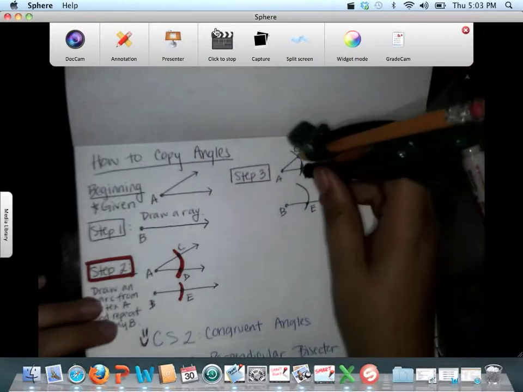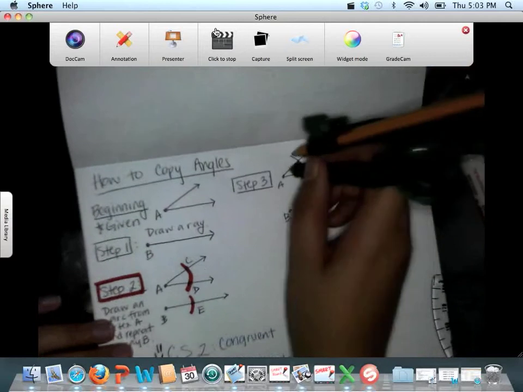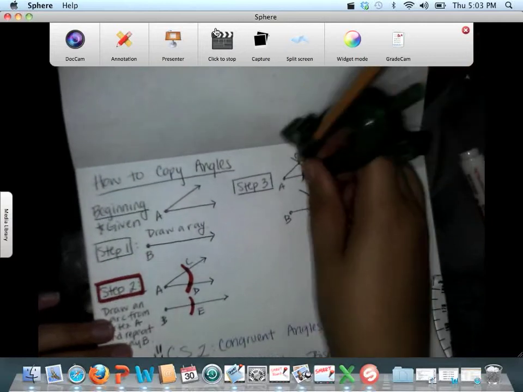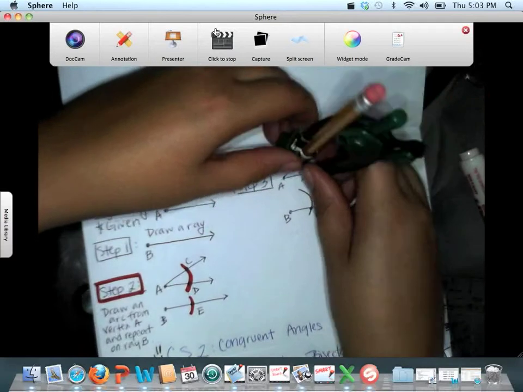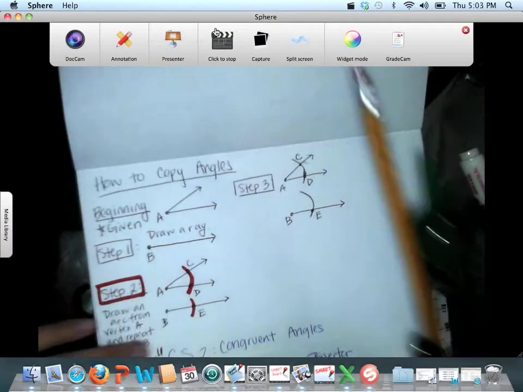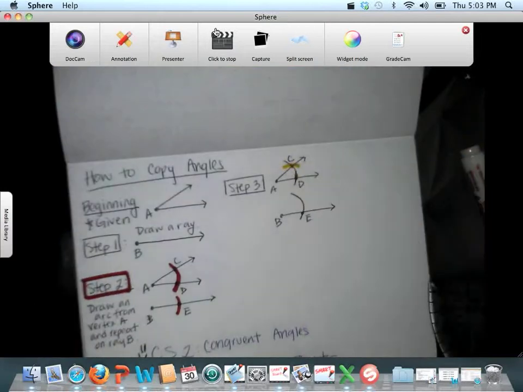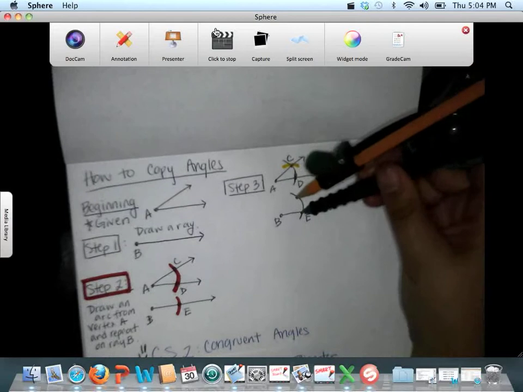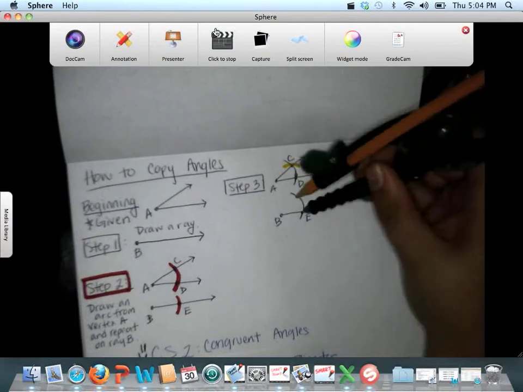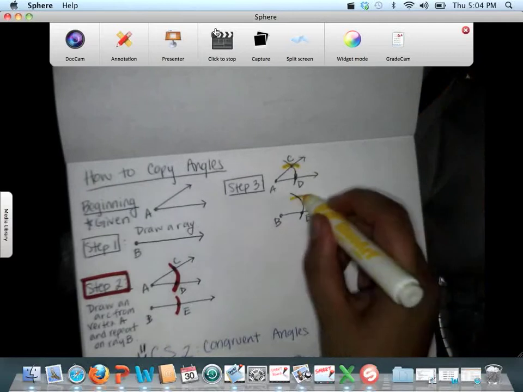Just to check, if I swing it, sorry guys, it would make a little arc like so. Looks like this. Do it with yellow. Then you take that same width and you move it down to E to make the same little arc.